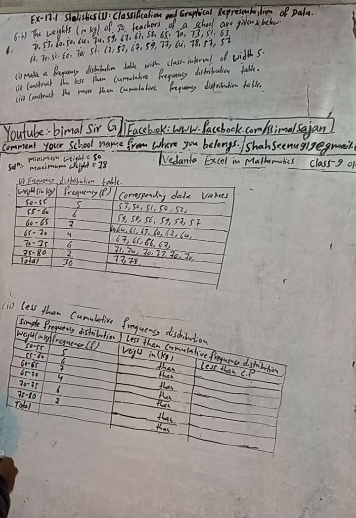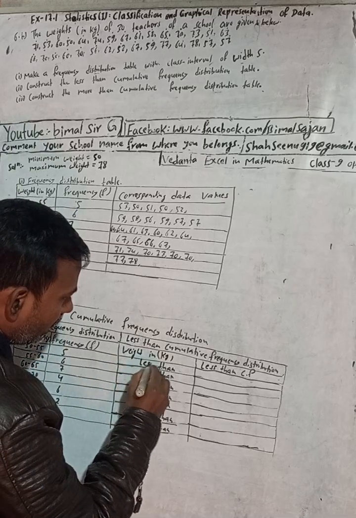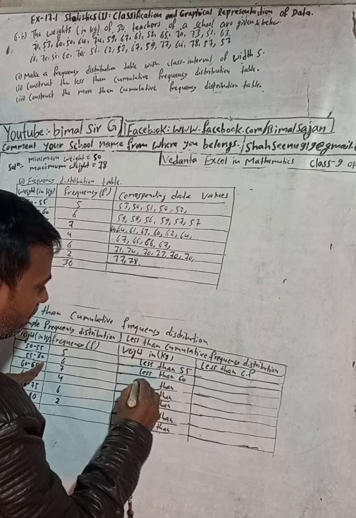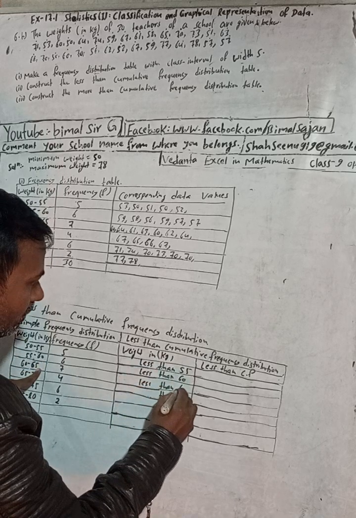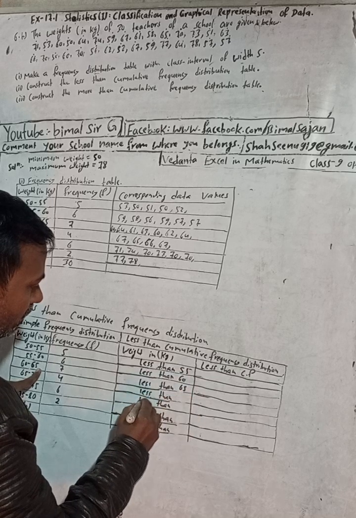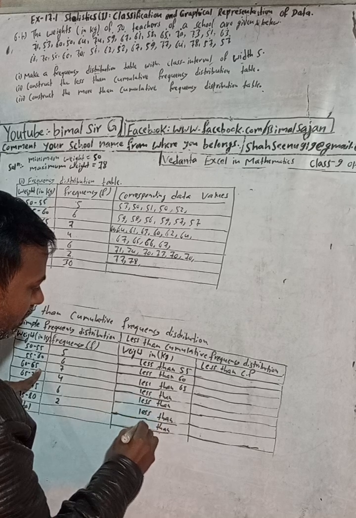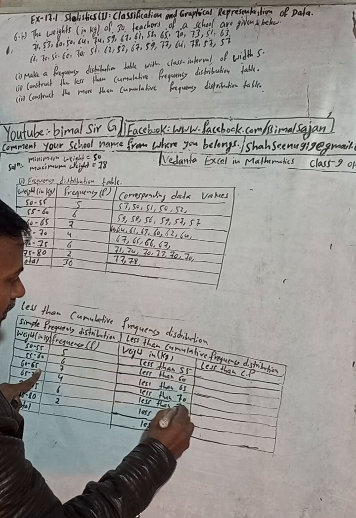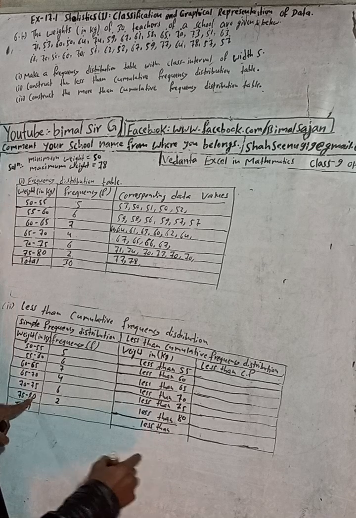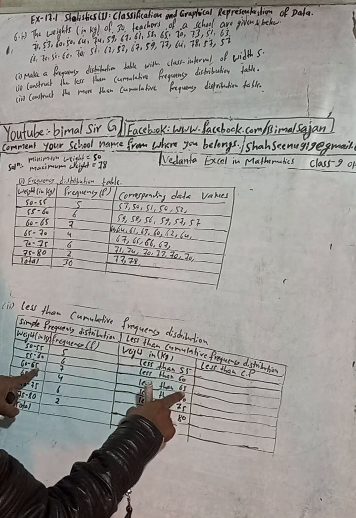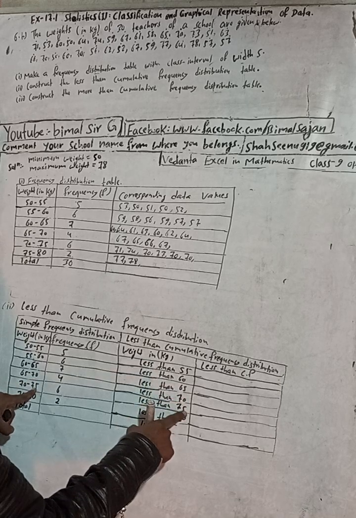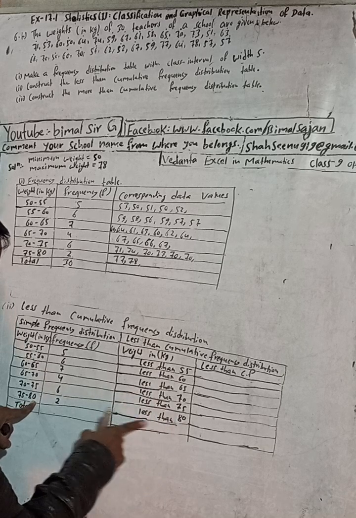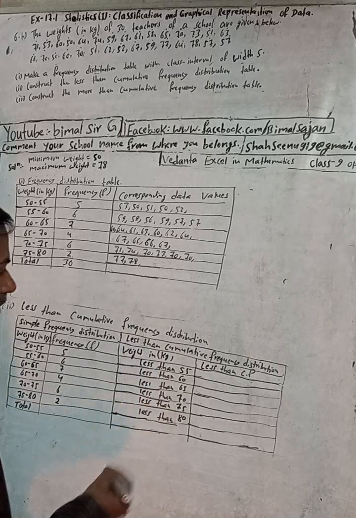Less than 55, less than 60, less than 65, less than 70, less than 75, less than 80. Okay, this is our less than 80. And here we don't need this. This is total. Now, what is less than CF?